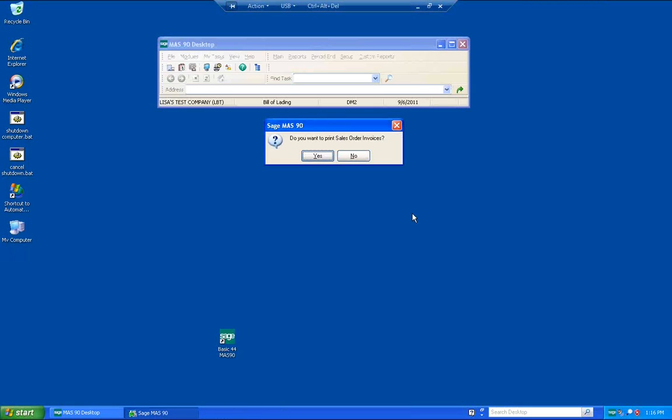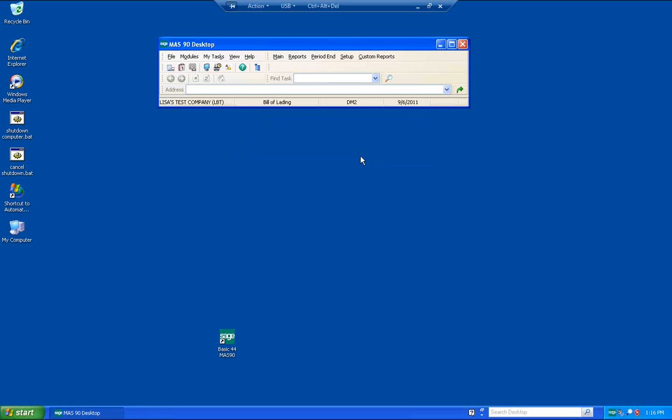So after printing the journal, and it asks him if he wants to print the sales order invoices, he answers no because there's no point because he knows the price is wrong. It asks him now also, do you want to proceed with the update? And he's going to answer no because he knows if he does, he's going to have to come back and do a credit and rebill.